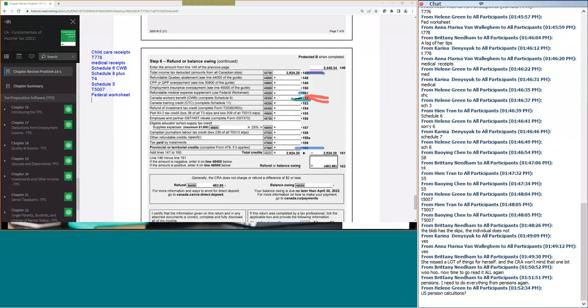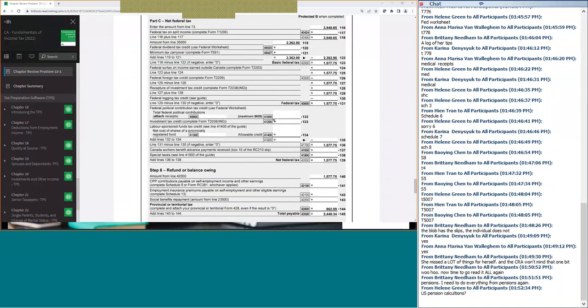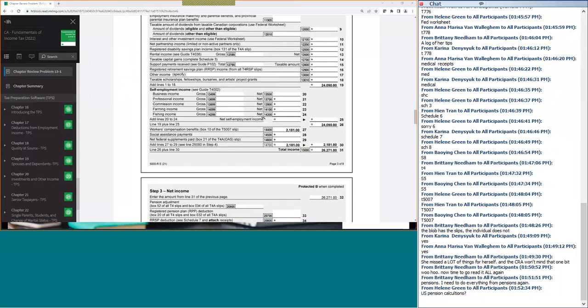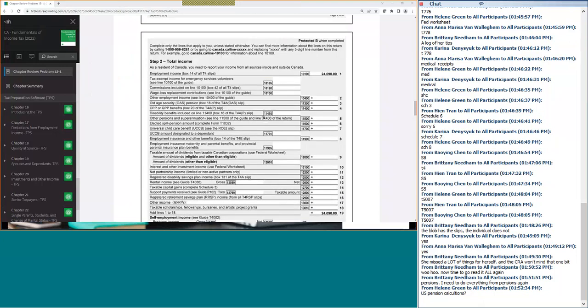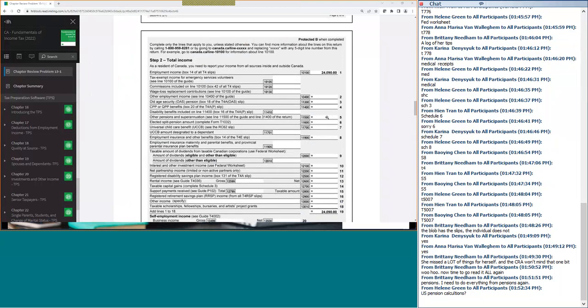Pretty sure it's 11. I don't remember. I'm going to go look it up. Told you, I don't have all the line numbers memorized, just the ones I'm using today. So pension income goes on line 11500. Good, I was right the first time. And then you're going to take 15% of whatever that is, and you're going to deduct it.